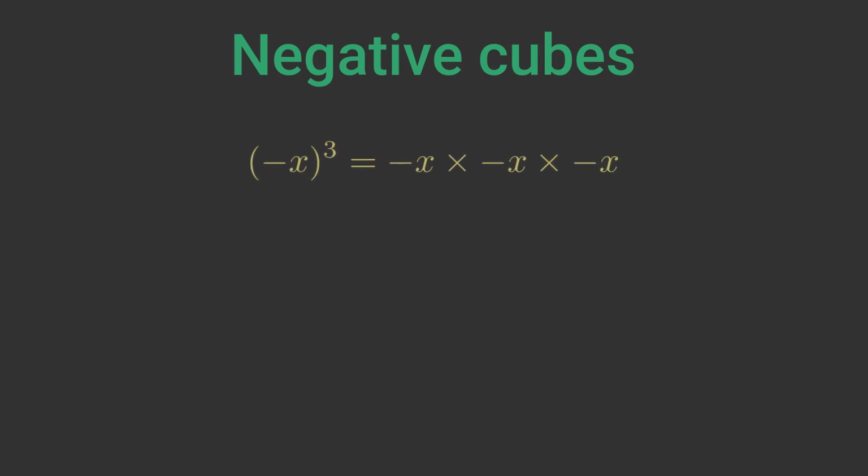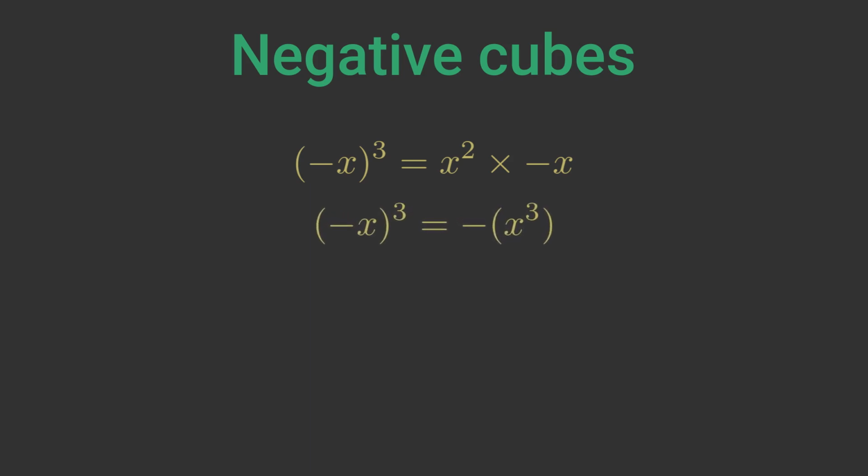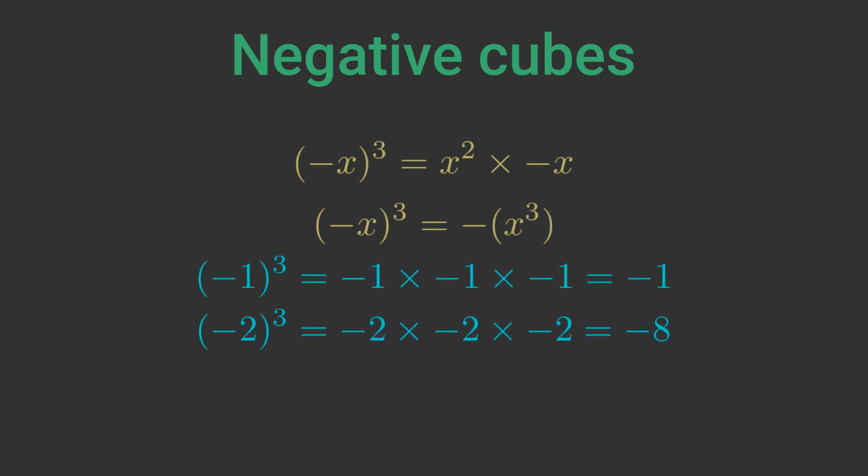What is the cube of a negative number? If we take the value negative x and raise it to the power 3, that is negative x times negative x times negative x. We know that if we multiply two negative numbers together, we get a positive number, because the negatives cancel out. This means we can write the cube as positive x squared times negative x. So negative x raised to the power 3 is the negative of x raised to the power 3. So minus 1 cubed is minus 1, minus 2 cubed is minus 8, and minus 3 cubed is minus 27.